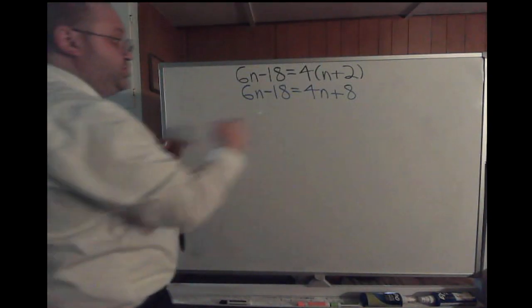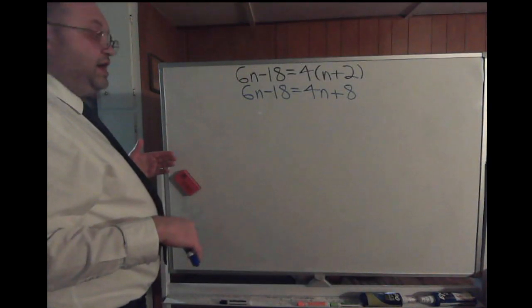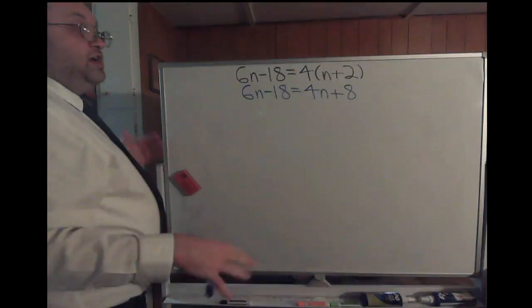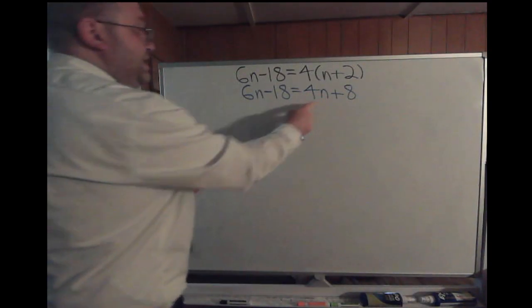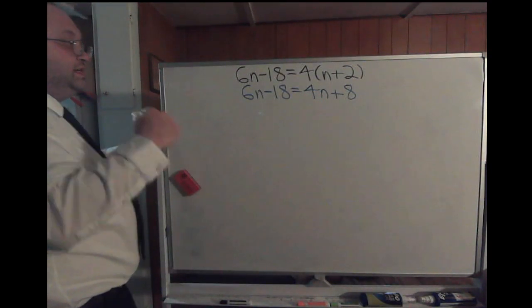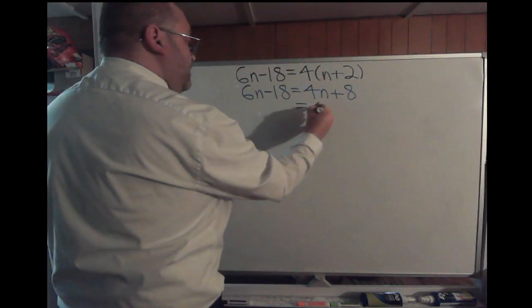So now you've done your distributive property and you've got it down to where you just have an equation with variables on both sides. Of course, in true fashion, like I like to do, I like to get the variable off the right-hand side and make it only on the left. So we have a positive 4n, we need to do minus 4n.